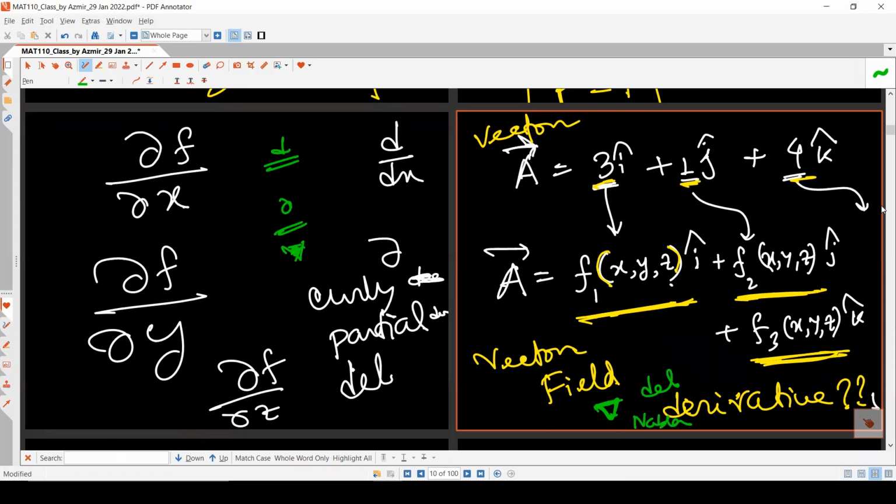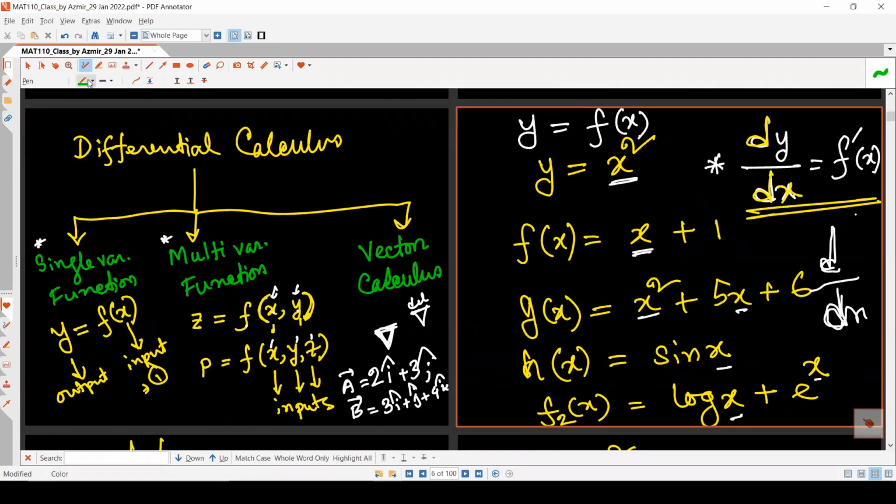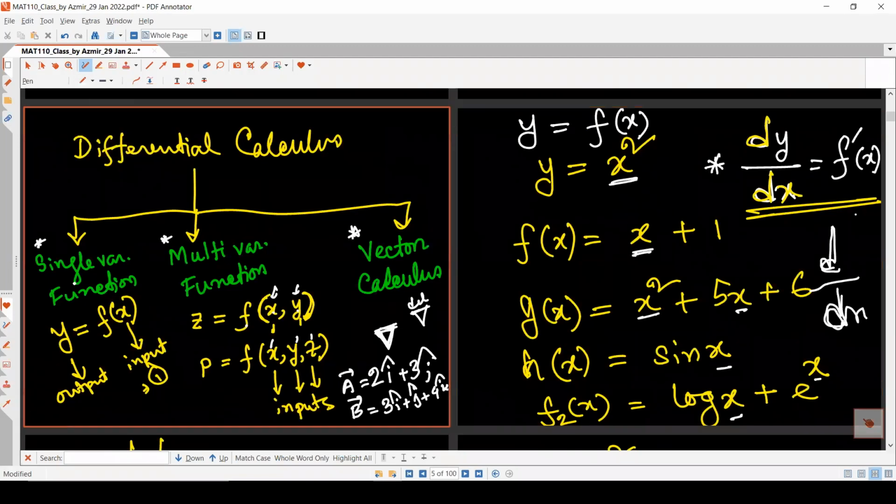Our main target for this course is to learn how to find derivatives for all these functions, maybe single valued function or single variable function and multivariable function. Besides this, we will learn about how to find the derivative of vector fields, which is known as vector calculus. So this is the short summary of the contents of differential calculus. These parts are under differential calculus.